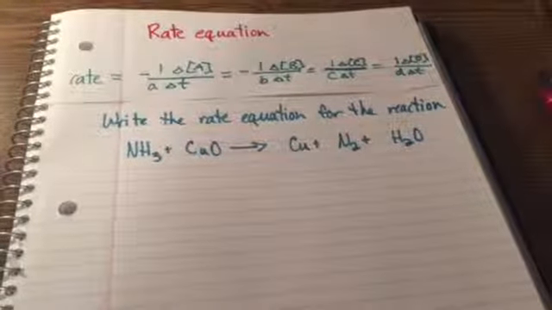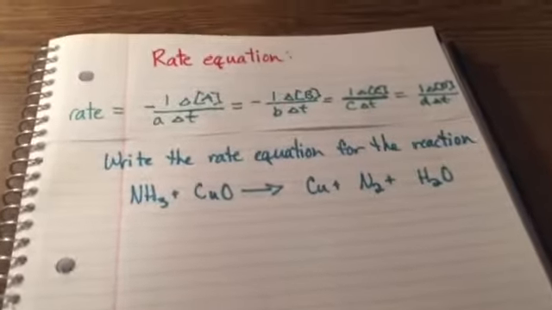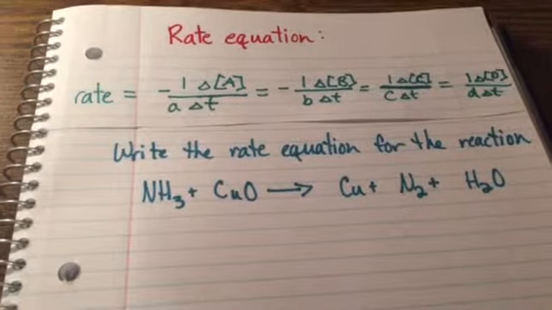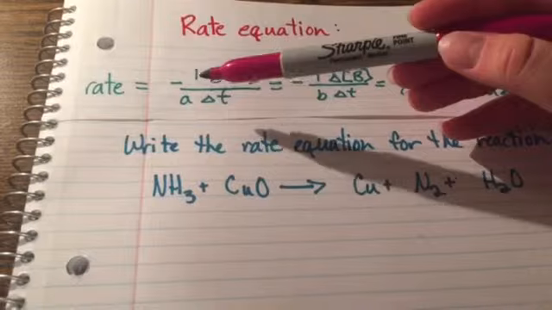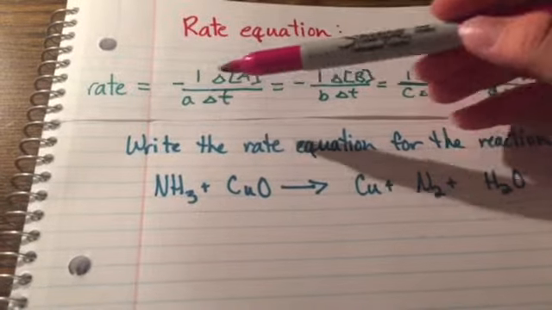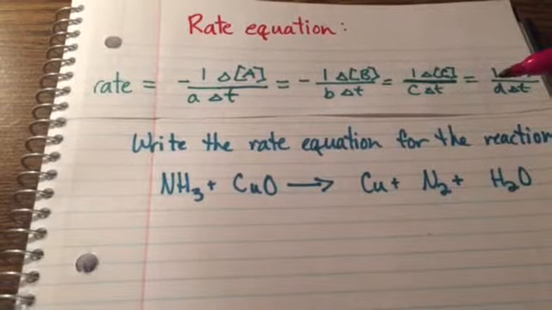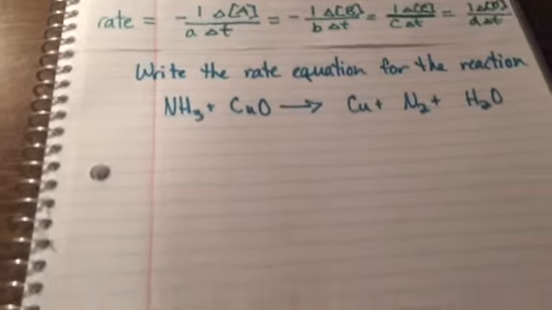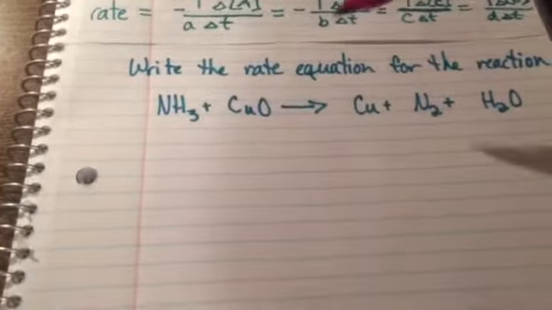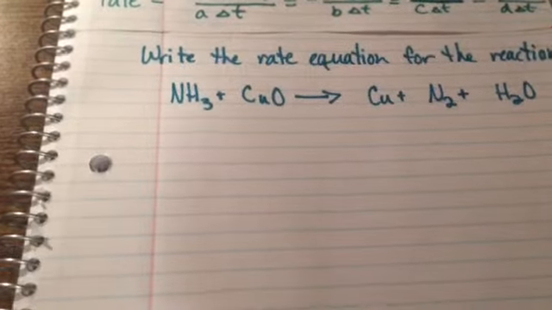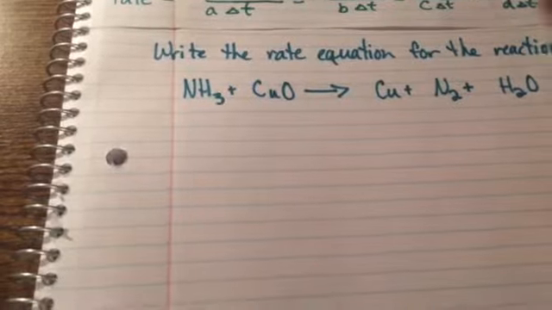Write the rate equation for the reaction. We can recall that our rate equation is this. You notice that the reactants are negative, but the product side are both positive. Before we begin, we need to make sure this equation is balanced, which it is not. So I'm going to go ahead and balance that.